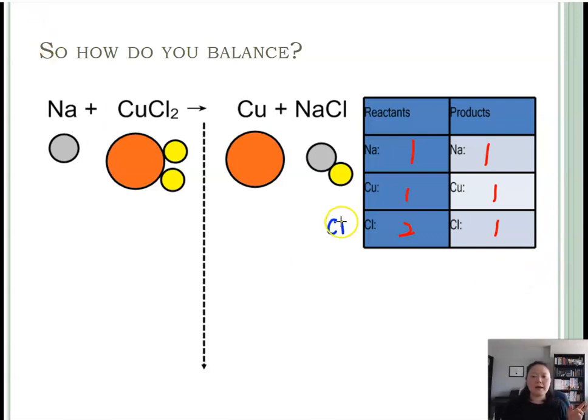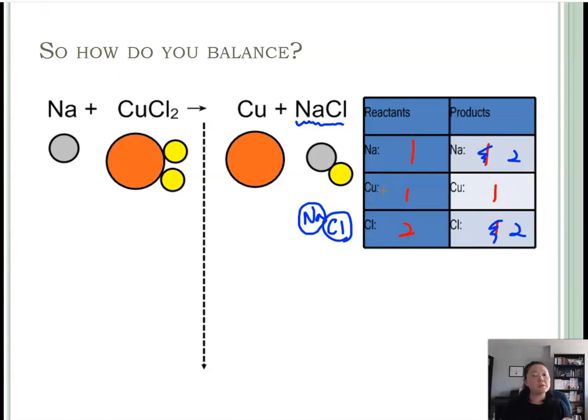So we could add another chlorine on the right, but the issue is this. On the right, chlorine doesn't come by itself. It comes as a group with the sodium itself. It is sodium chloride, not just chlorine. So if you are adding a chlorine, you are going to have to add a sodium as well. So if this is the case, yes, we do now have two chlorines on the right, but we also have two sodiums.